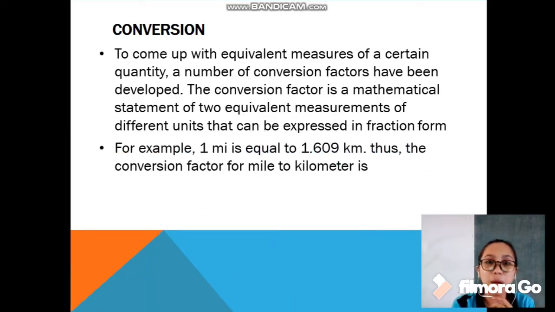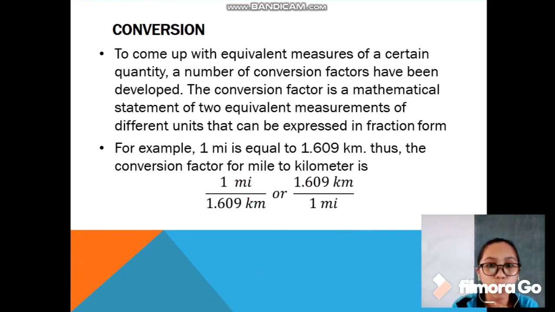So for example, 1 mile is equal to 1.609 kilometers. This is English to SI, because mile and kilometer. Thus, the conversion factor for mile to kilometer is 1 mile over 1.609 kilometer, or 1.609 kilometer over 1 mile. It is just a ratio, but in the form of a fraction, because we are going to multiply this with the given unit in order to get the target unit. So this conversion factor is merely equal to 1.